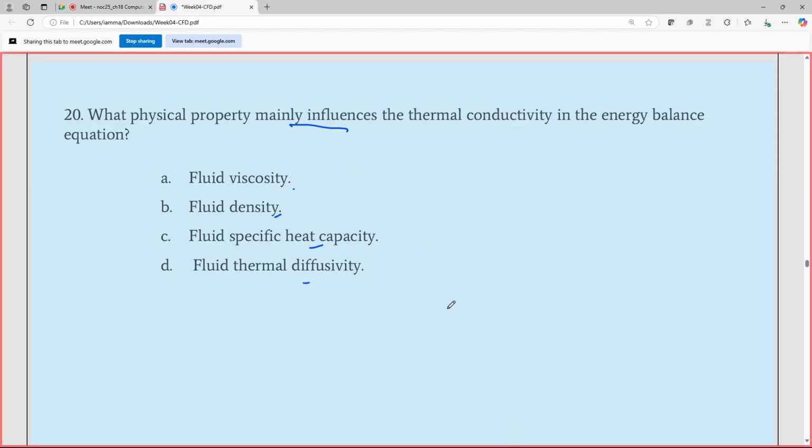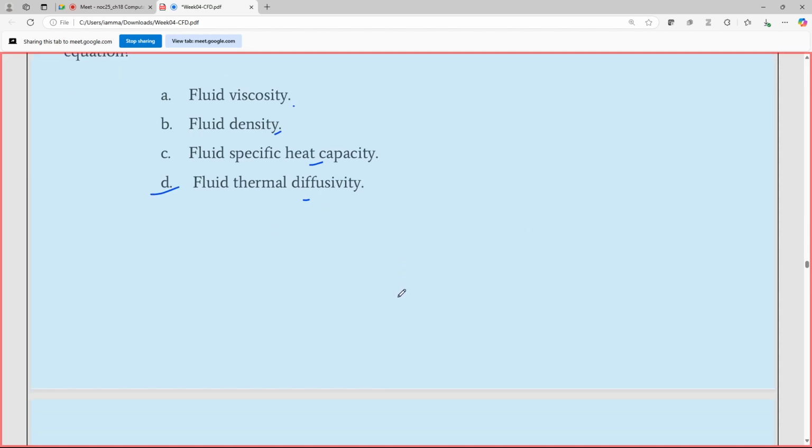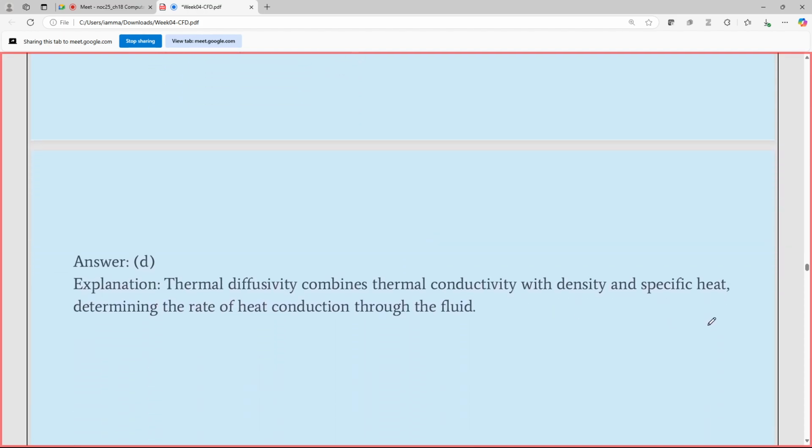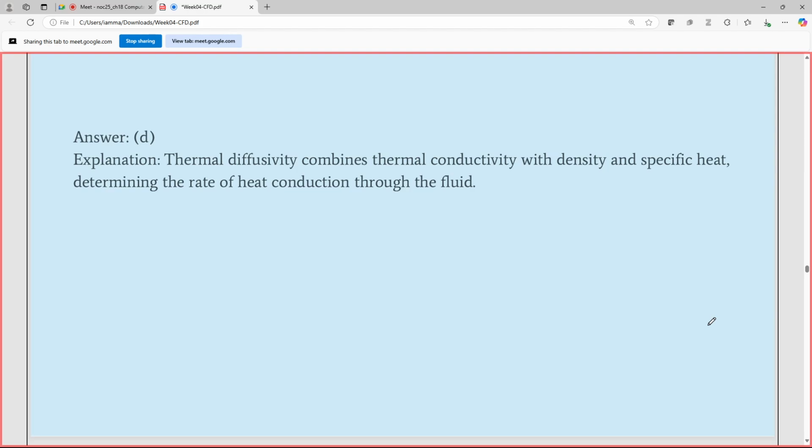The answer is option D, fluid diffusivity. Density and heat capacity, all the terms are clubbed as thermal diffusivity in the energy equation for ease of manipulating the term. So the term thermal diffusivity has density and specific heat, which determines the rate of heat conduction through the fluid.